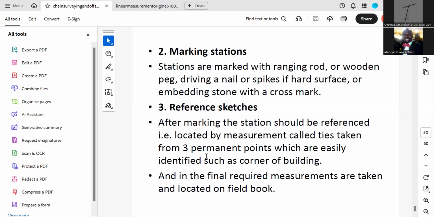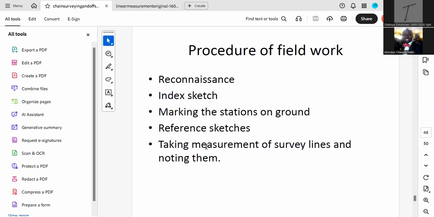I think we are done now. The procedure of field work: reconnaissance, the index sketch, marking the stations on ground, reference sketches, taking measurement of survey lines, and noting them. So these are the procedures for field work for chain survey. Do you have any questions you want to ask me? Any question from what I've explained on chain survey?